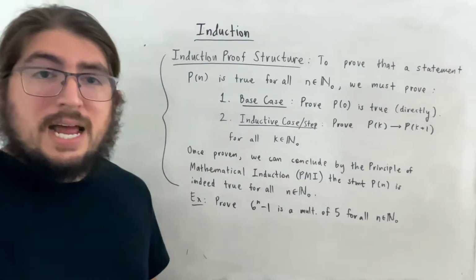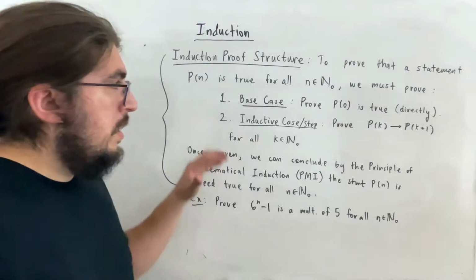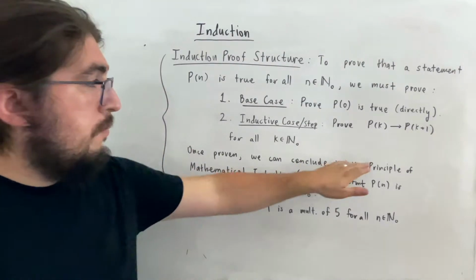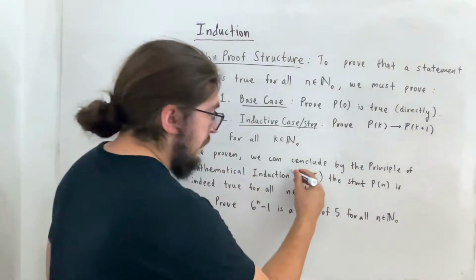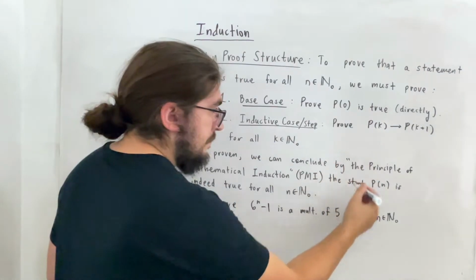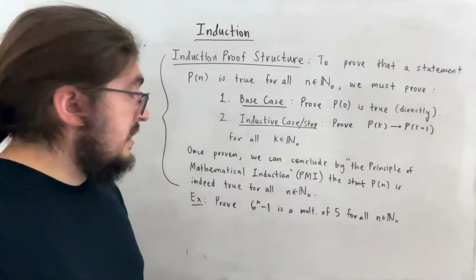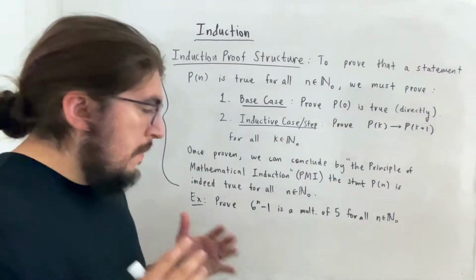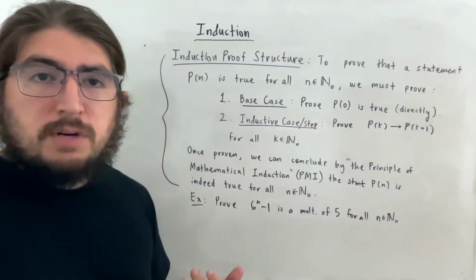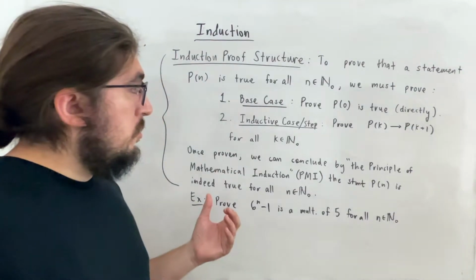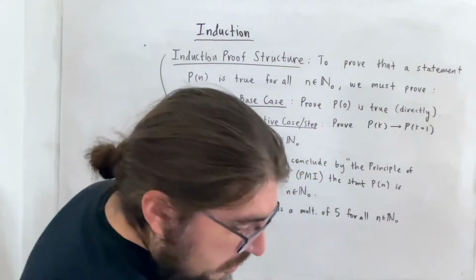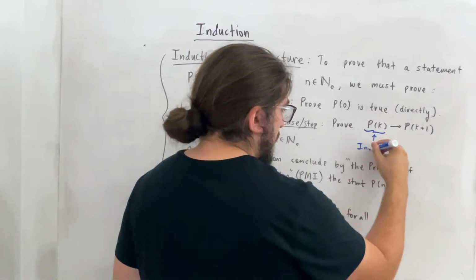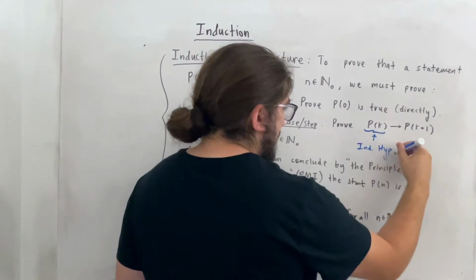Now, we obviously need to see it in action to understand what's going on here. But before I move on to this example, I say, once proven, we can conclude by the principle of mathematical induction, or PMI, the statement P of n is indeed true for all natural numbers n. So remember, we need a base case, so plug in the first natural number, and then we assume that it's true for this. So this interesting thing here is called the inductive hypothesis. I'll just write ind hype for short, but that's the inductive hypothesis.